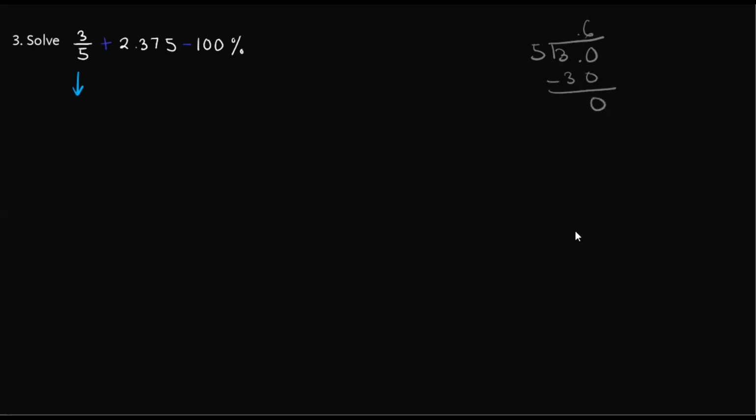So this one is simply 0.6 plus, this is already in decimal, so we bring that one down. For 100%, how do we write this one in decimal? Again, we move 2 decimal places to the left. So this one would become simply 1. There. And then this one is just some basic arithmetic, but let's start with this one.